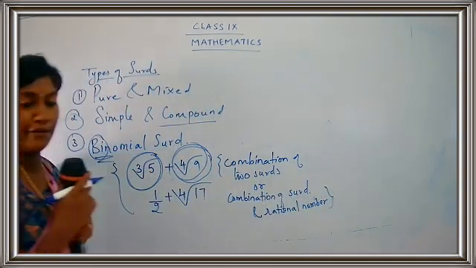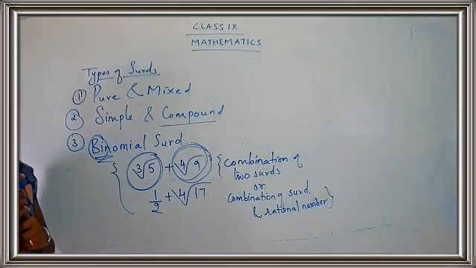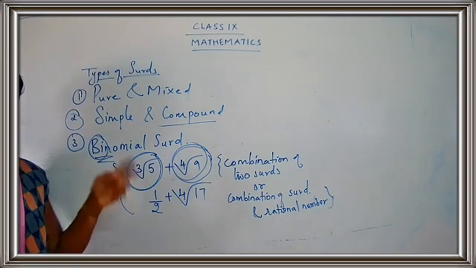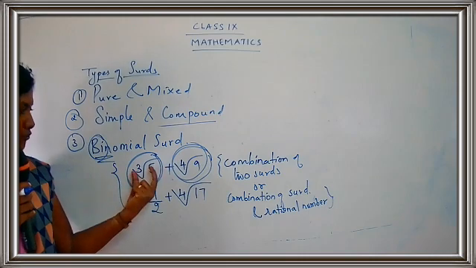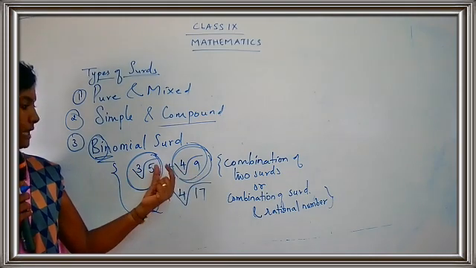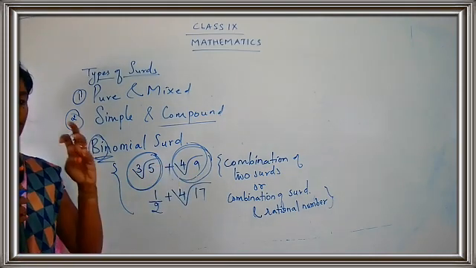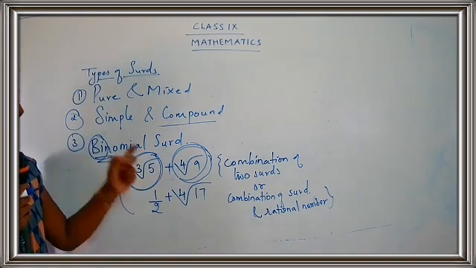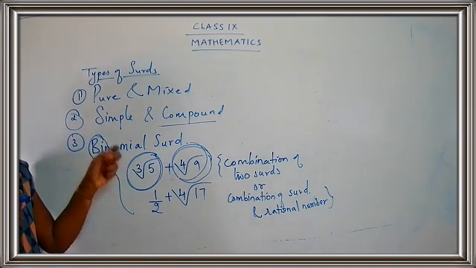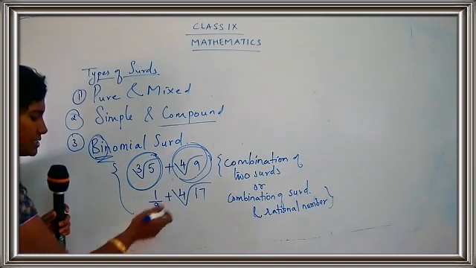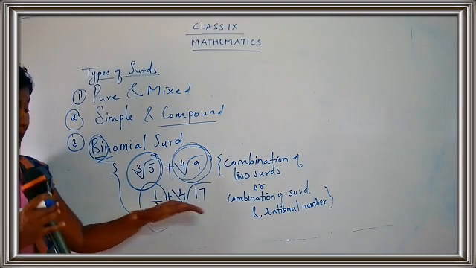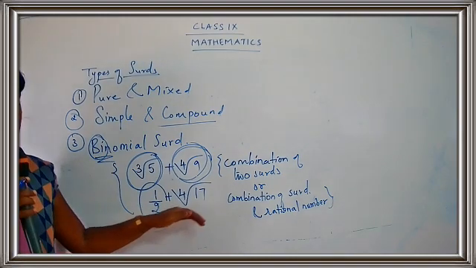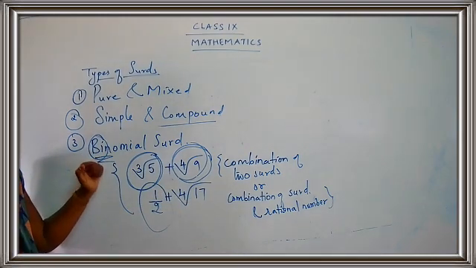So how is a binomial surd formed? What is the meaning of bi? Bi means two. A binomial surd is a combination of two surds. You can have two surds together with an algebraic operation, that is you can use a plus sign or a minus sign, and also the binomial surd can be a combination of a rational number. Now 1 upon 2 is a rational number, and along with the rational number you have a surd also. So this is called a binomial surd. Are you clear with the binomial surd, children?